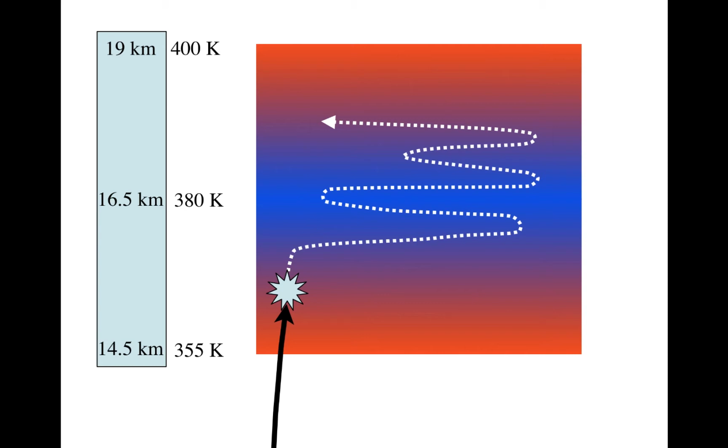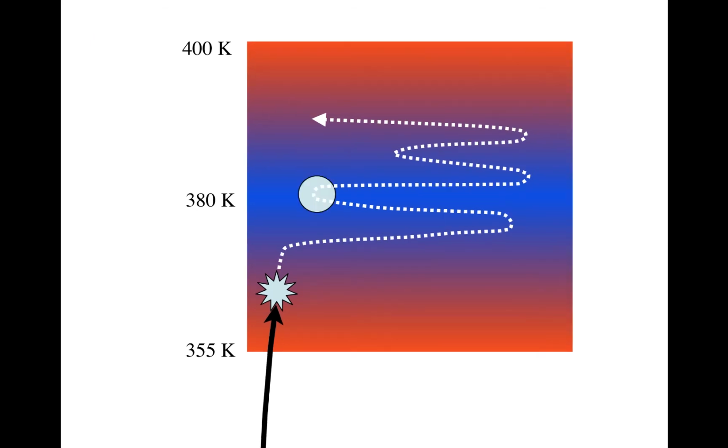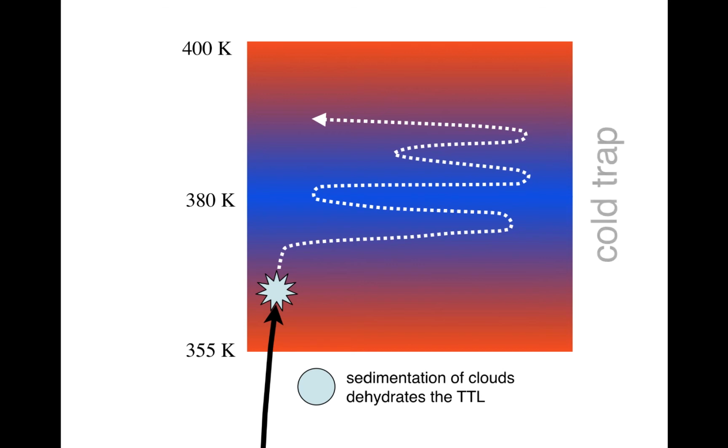So it traverses this cold region as it travels from the bottom of the TTL, where it detrains into the stratosphere. And when it does that, it forms clouds. It hits really cold temperatures, and it generates clouds. And then the clouds sediment out. They fall out, and that takes water vapor out of the TTL. And then when the air enters the stratosphere, it's essentially gone through a cold trap, and so it's very dry.